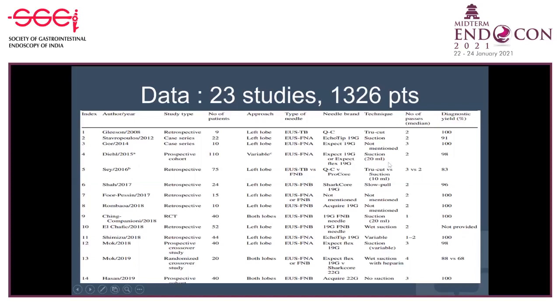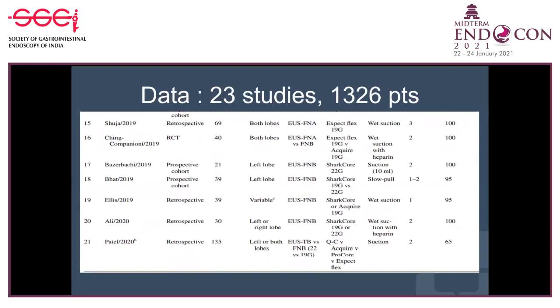Different needles used. The technique was also quite different, slow pull versus suction, varying degree of suction, 10 ml, 20 ml, wet suction, heparin. Number of passes ranged from 1 to 4. However, regardless of the technique, the needle type, FNA versus FNB, look at the diagnostic yield. The numbers are in high 90s. In this 23 study meta-analysis, they had 3 randomized controlled trials. So this was one of the drawbacks of the systematic review.